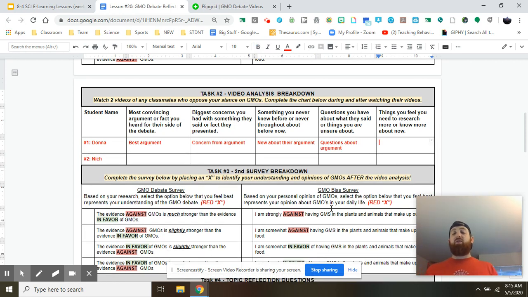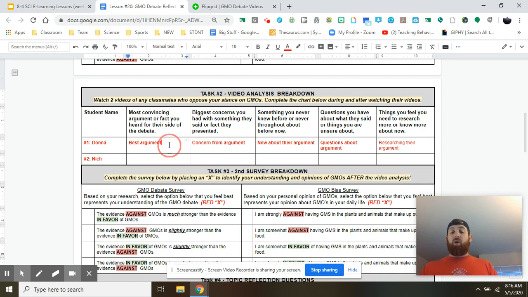Last thing is things you feel you need to research more to know more about. This is where we have to look at everything that they said and ask ourselves, okay, what do I need to know more about in order to have a deeper understanding of GMOs? This isn't what do I need to research to be right. This is what do I need to research to understand. They're two very different things, okay? So this is where you have to really listen and say, okay, did they present a fact that maybe I need to research more? Or did they present an argument where maybe I need to watch the video that they watched so I can understand where they're coming from, okay? So, researching their arguments, okay? Just things you need to research, okay?